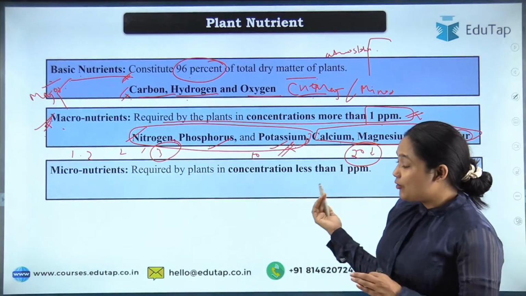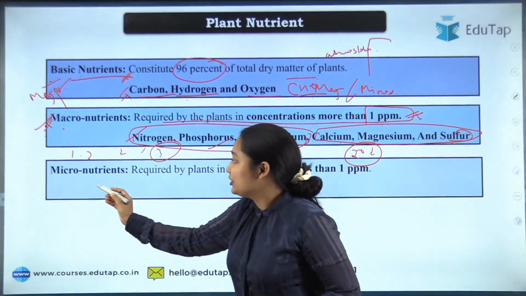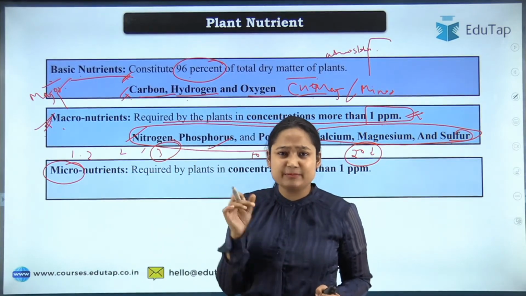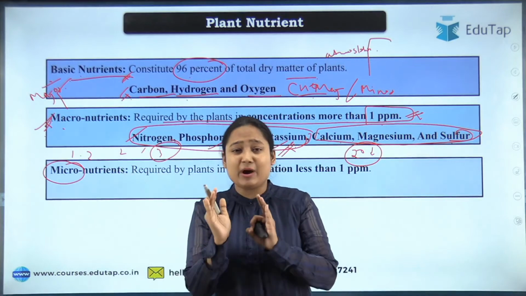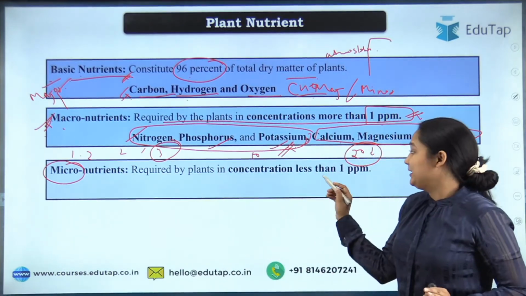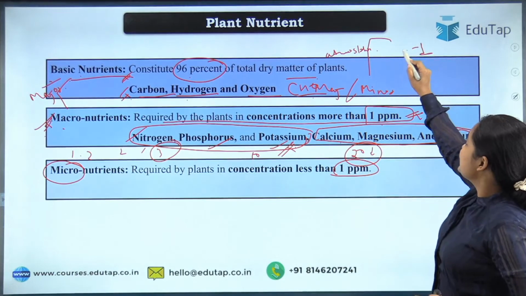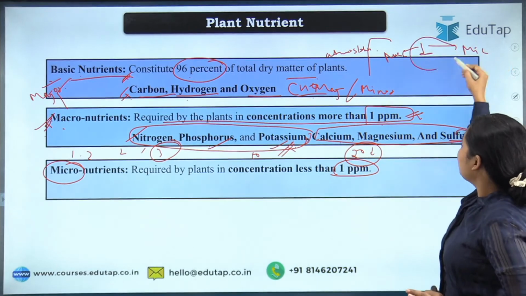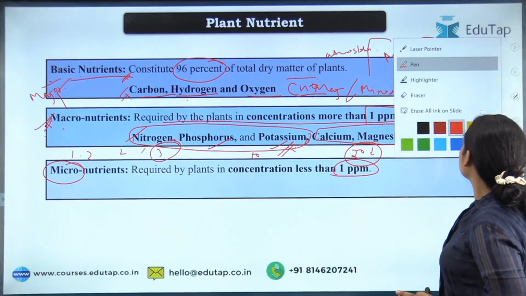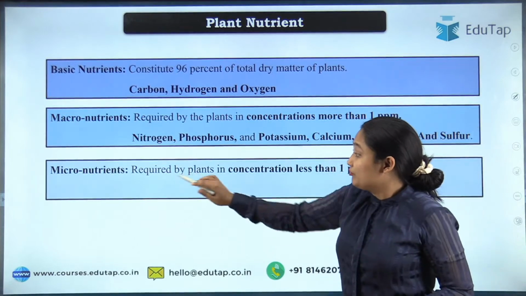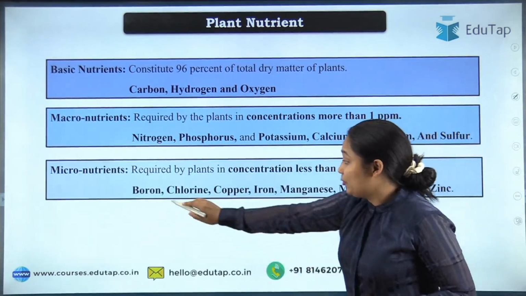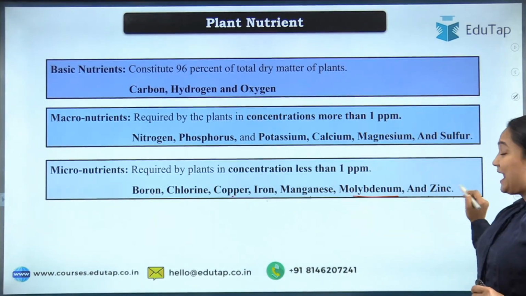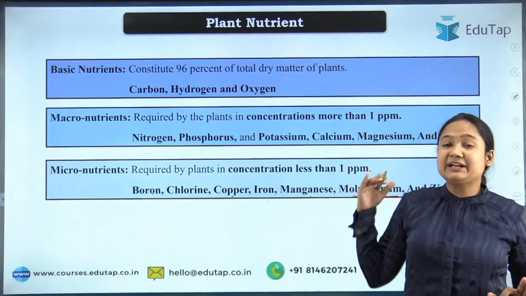Now moving to the micronutrients. What are micronutrients? Again, micro refers to anything small, like a microorganism, a very small organism. Similarly, micronutrients are required in a quantity of less than 1 ppm. So just remember 1 ppm. If more is needed, they are macro; if less is needed, they are micro. All you have to remember is 1 ppm, and that will be enough. Now, what are the micronutrients? These are boron, chlorine, copper, iron, manganese, molybdenum and zinc. So these are your micronutrients.